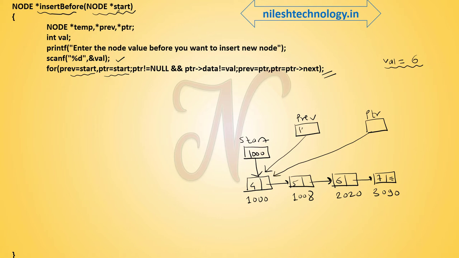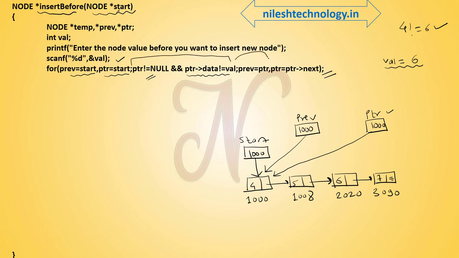Now here the address is 1000. Next, ptr is not equal to null: true, because it stores the address of some node. Then the next condition, ptr of data is not equal to value. ptr has the address 1000, so the ptr of data is 4. So 4 is not equal to 6: true. So both conditions are true.